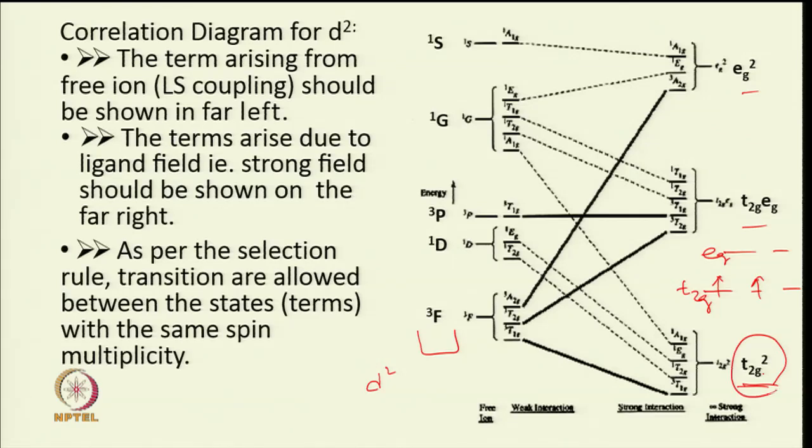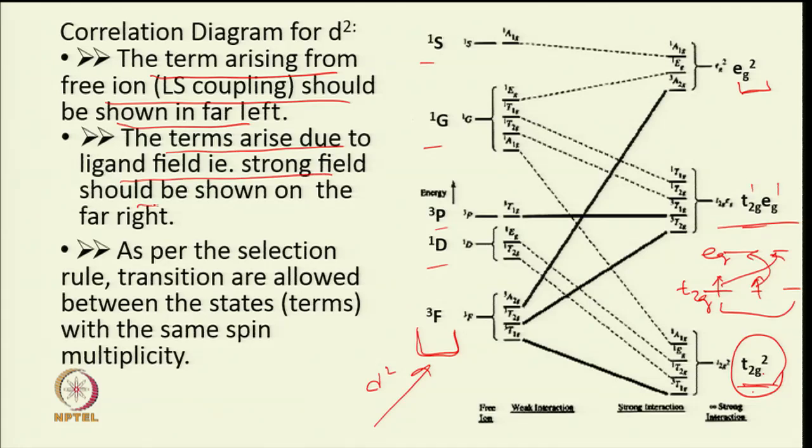This is your ground state term, and if you take one electron up, then you have t2g1 eg1. This is the first excited state. When both electrons go up, you have the second excited state. The terms arising from free ion LS coupling should be shown on the far left. The terms arising due to the ligand field, that is a strong field, should be shown on the far right. That is what we showed. And now, we apply the selection rule.